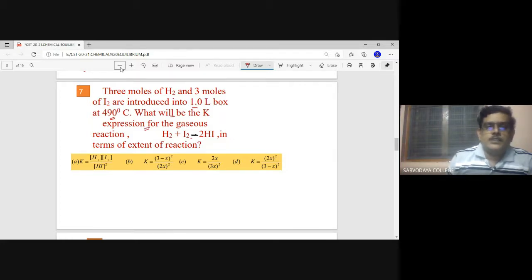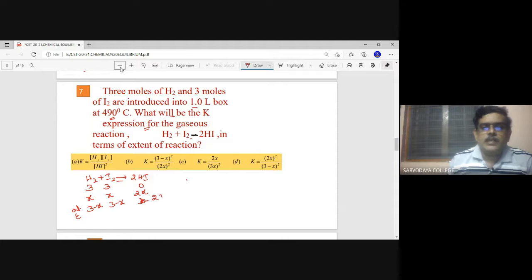Okay. See here, H2 plus I2 gives 2HI. Initially, 3 moles of this, 3 moles of iodine and 0. X mole of this reacts with X mole of iodine to give 2X mole of HI. So at equilibrium, what you have is 3 minus x, 3 minus x, and 2x of the product.